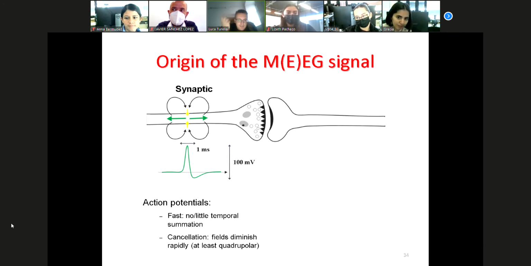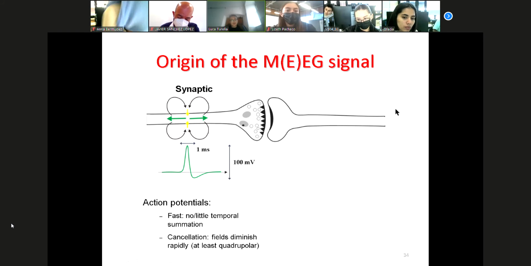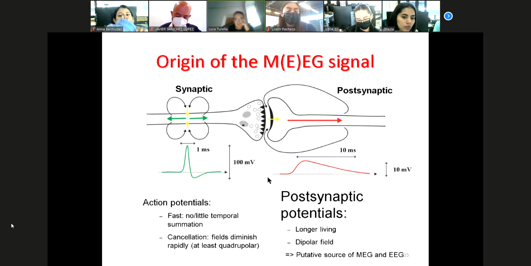So I guess you're already familiar with how the neurons communicate in the brain. There are two main types of signal that might be the origin of the MEG signal and EEG. There might be action potential. Action potential, the structure of the signal is very fast, even if it is very strong. And so action potentials are not the origin of the signal of MEG and EEG, but actually postsynaptic potentials are the signal that are originating the signal that is measured using MEG and EEG.